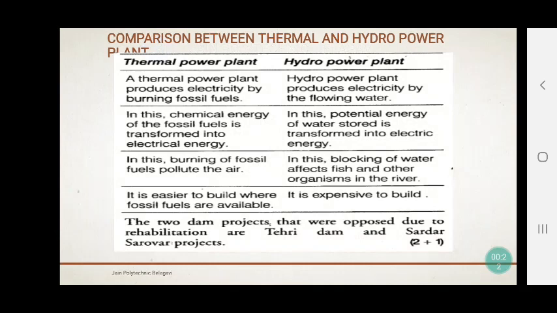Okay, so in lecture number 12, I have compared all three power plants. That is there in unit 2, and you can refer to unit 2, lecture number 12. In that lecture, I have compared all three plants, meaning the hydro power plant, thermal power plant and nuclear power plant. You can refer to that video.